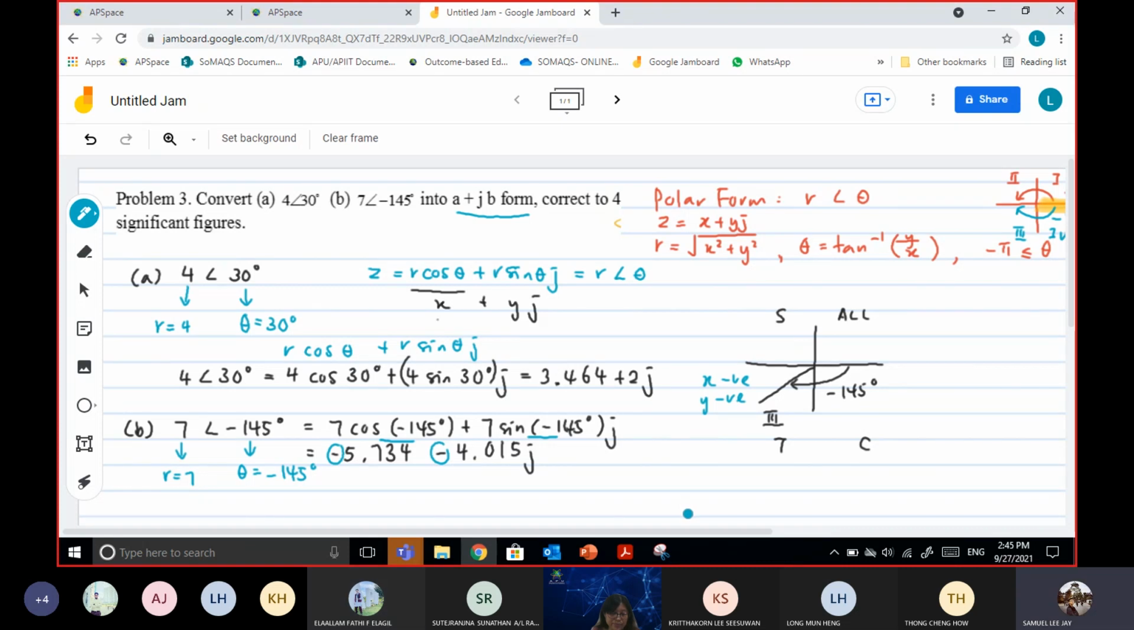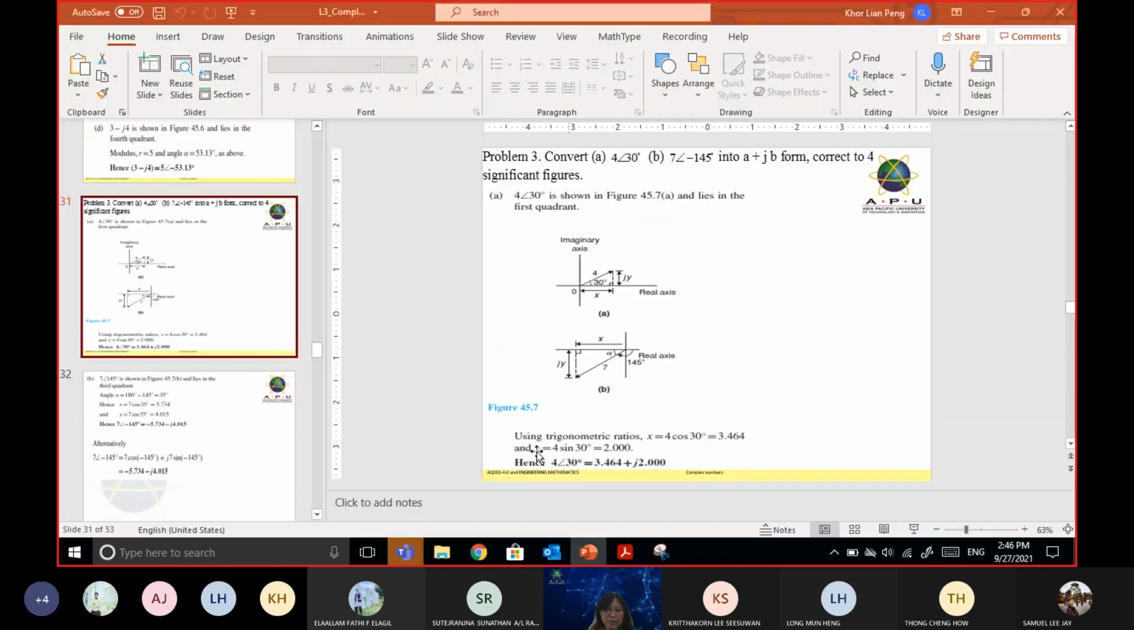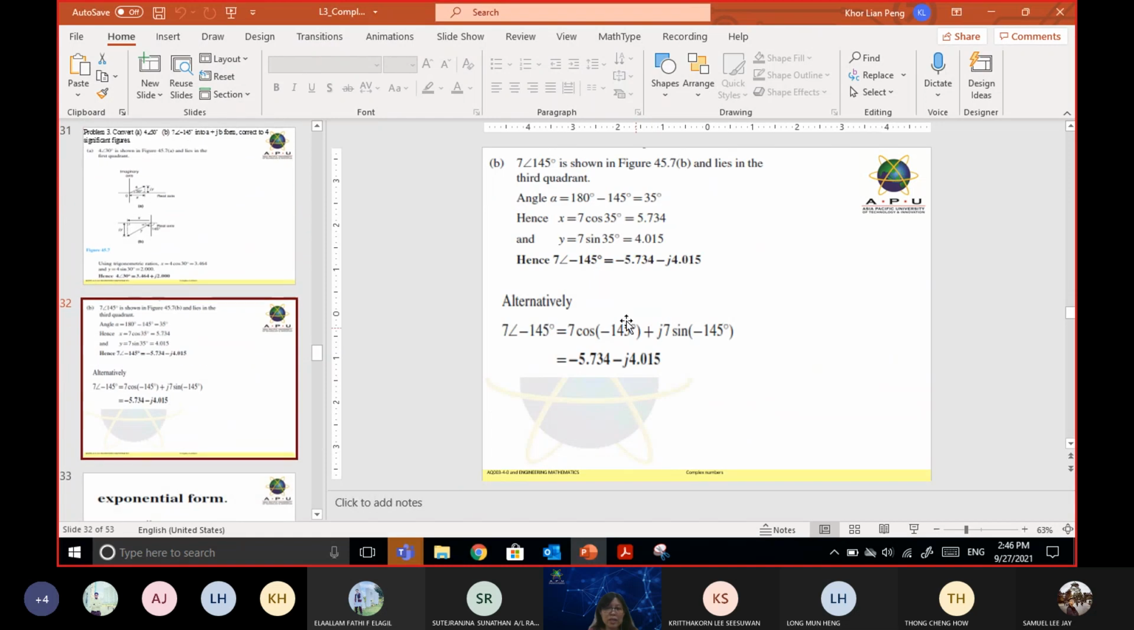Yes, Miss. Okay, so just use the formula. Okay, just use this formula. Okay, so this one is much easier. Then we continue.